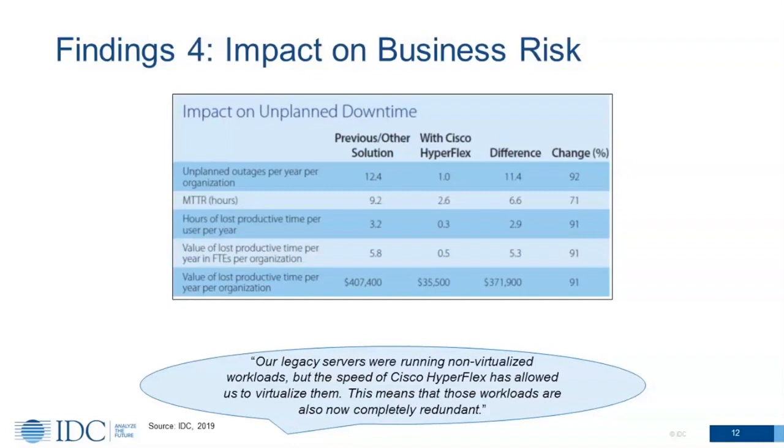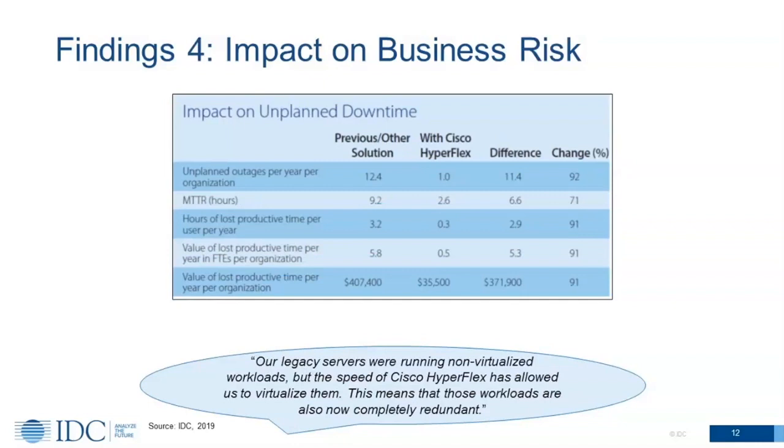You can see that they've gone from roughly one outage per month on average to an outage per year, which is a significant improvement. The quote on the slide goes to one way that HyperFlex has helped one of these organizations reduce risk related to these types of outages through redundancy.